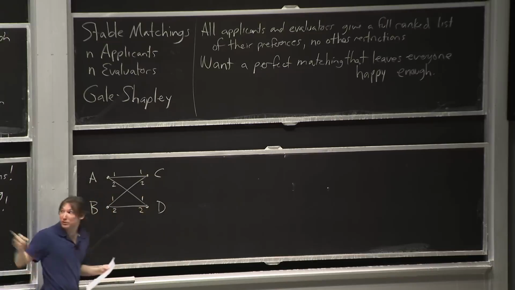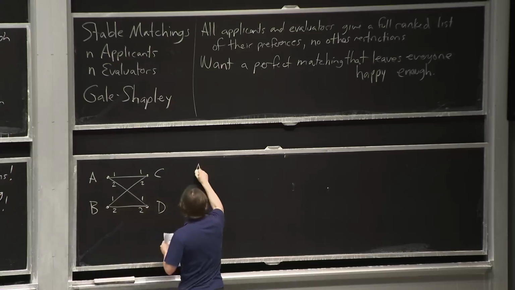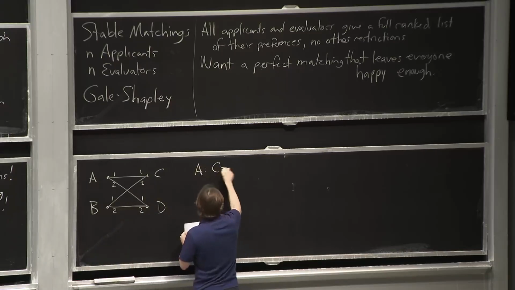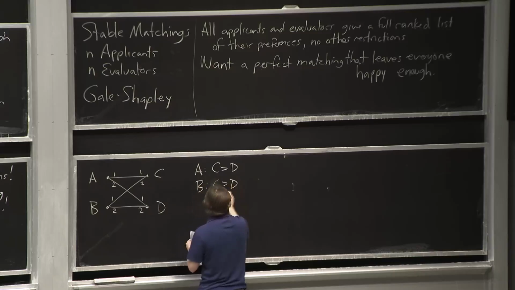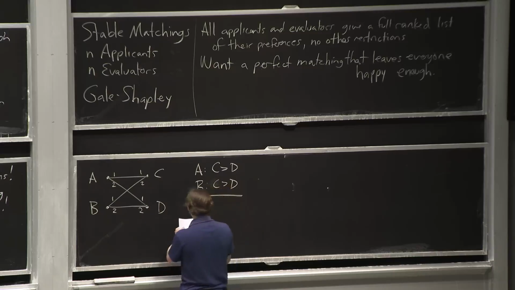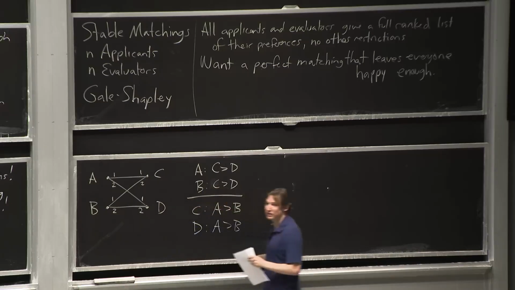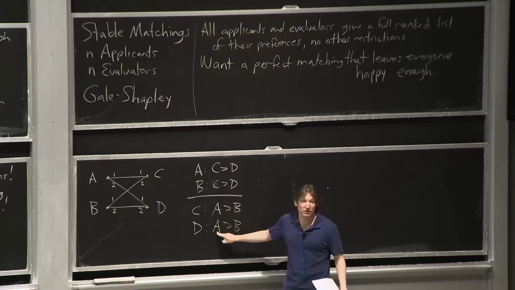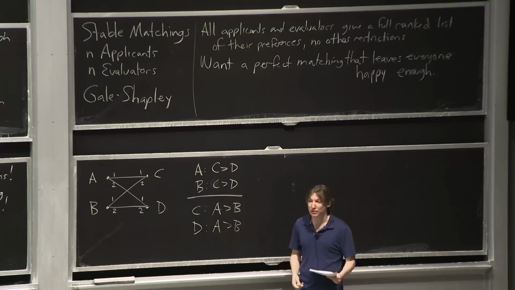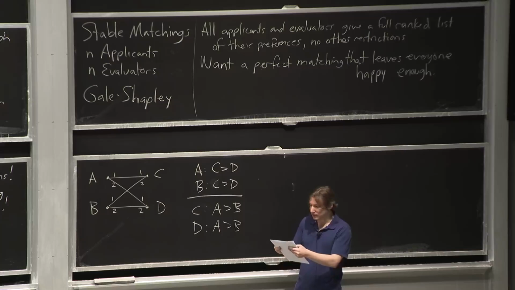If we write it out more similar to the example over there, this is saying that A prefers C over D, and B prefers C over D. And also C, let's see, prefers A over B, and D prefers A over B. So we're already in a scenario where not everyone can get their top choice. Someone is going to have to take their second choice. And let's look at an example.